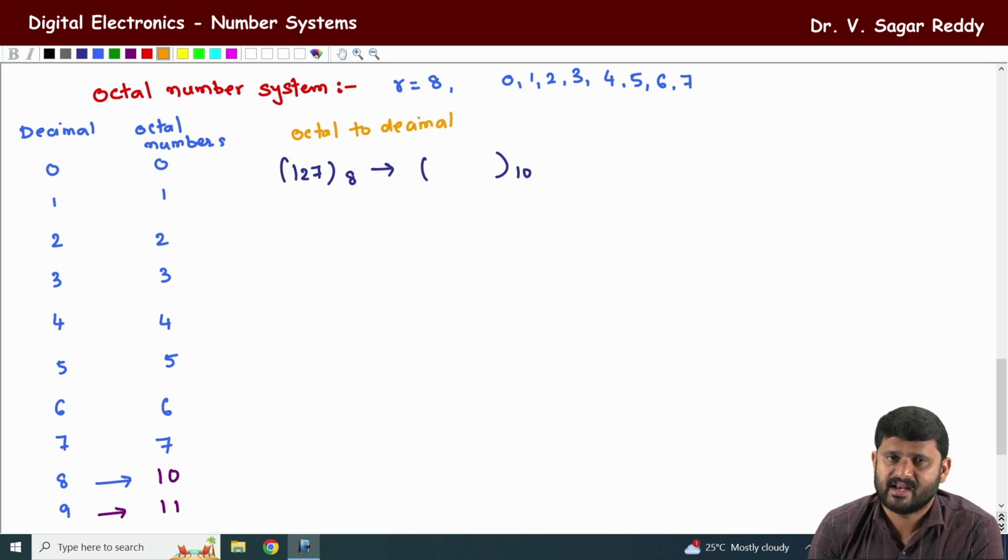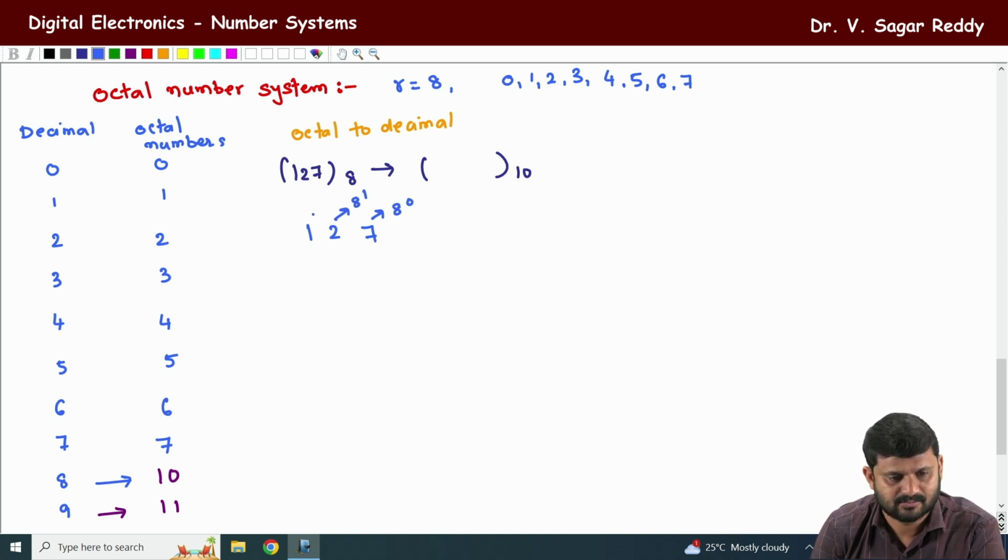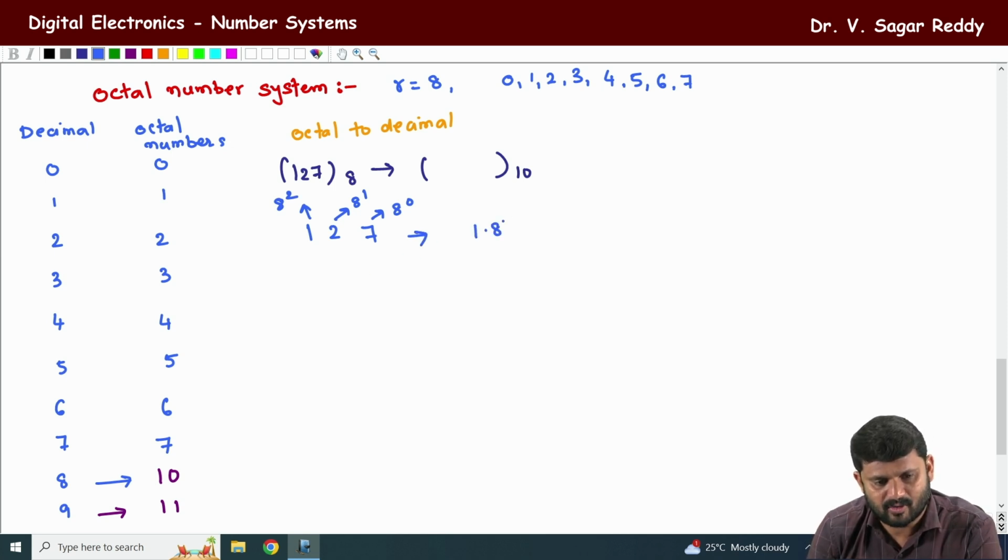If you want to convert any number system to decimal, we use weighted multiplication. What is the radix here? The radix is 8. So for 127, the weights are 8 power of 0, 8 power of 1, 8 power of 2. So we can write 1 into 8 power of 2 plus 2 into 8 power of 1 plus 7 into 8 power of 0.